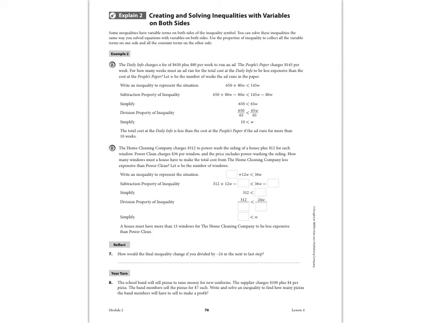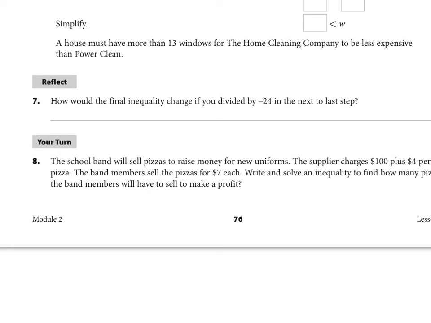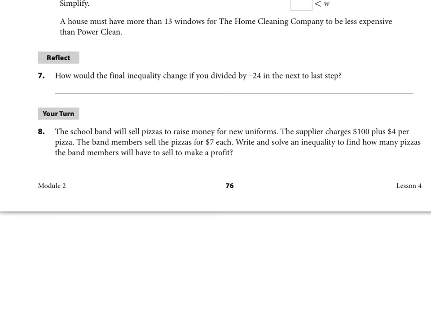Now we're going to look at creating and solving inequalities that could have variables on both sides. So let's take a look at the your turn down below. Page 76, we're on number 8. School band will sell pizzas to raise money for new uniforms. The supplier charges $100 plus $4 per pizza. The band members sell the pizzas for $7 each. Write and solve an inequality. Find out how many pizzas the band members will have to sell to make a profit.